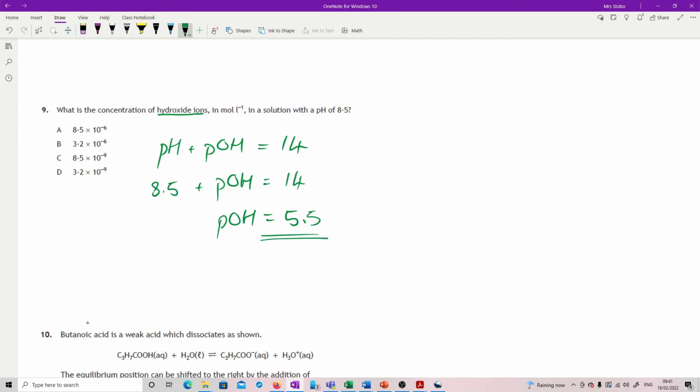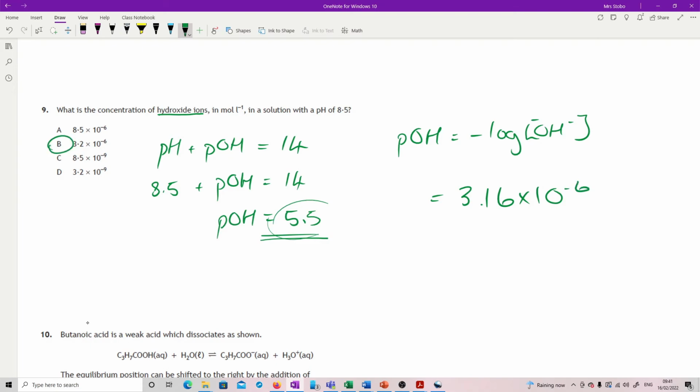Okay, so now I've got my pOH. Again in the data book, you don't even have to work that hard for this one. It says that pOH is equal to the negative log of the hydroxide ion concentration. So exactly the same thing as if you're looking for pH. So you're just doing the inverse log. So you're taking 10 to the power of minus 5.5, and that gives you 3.16 times 10 to the minus 6. So B.